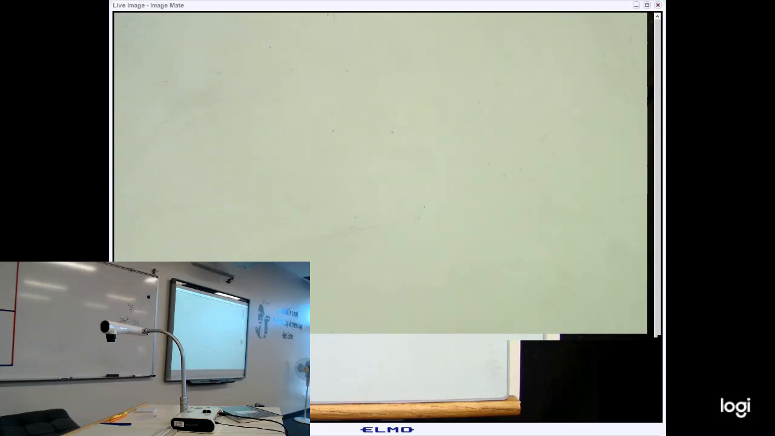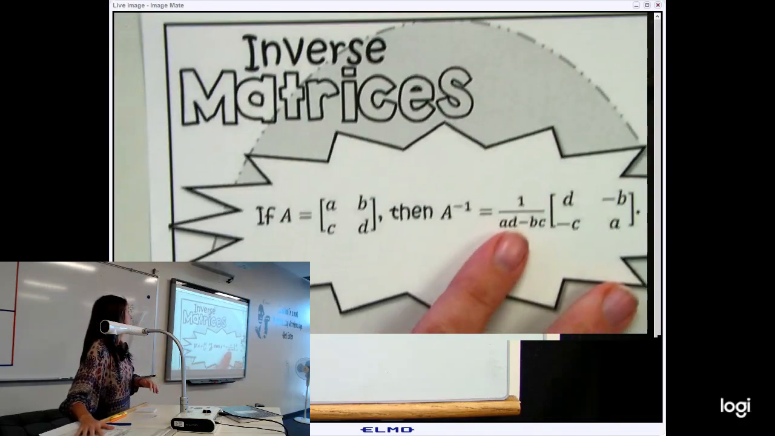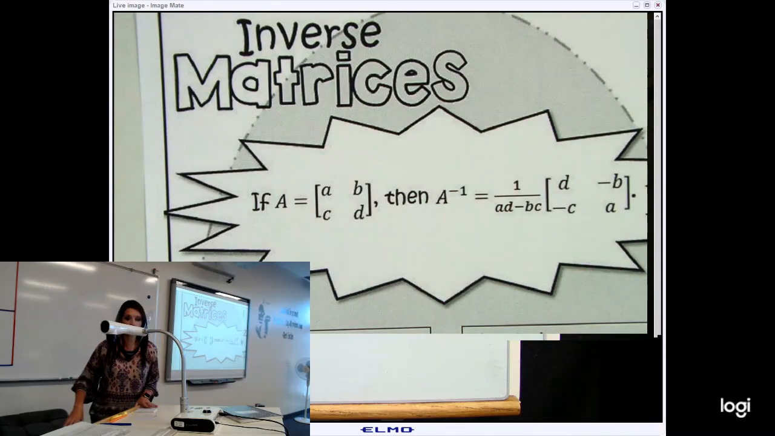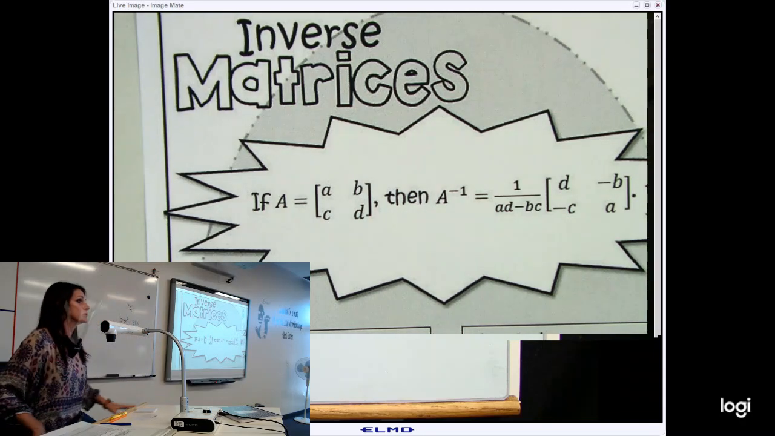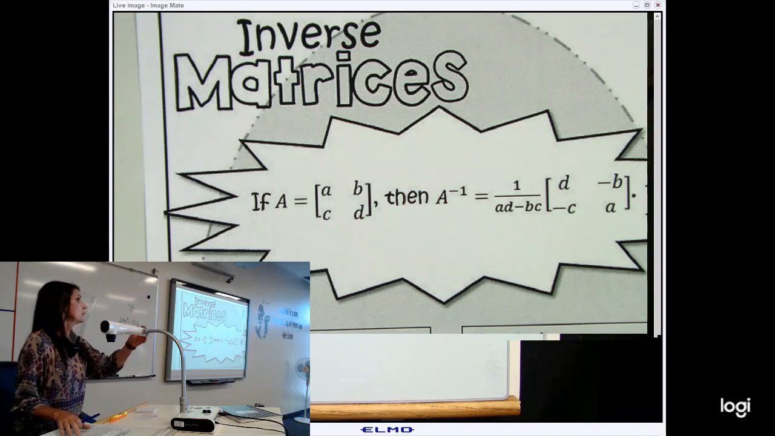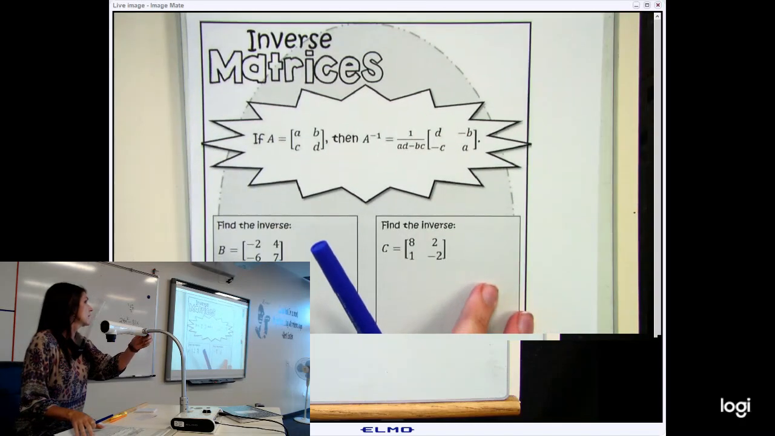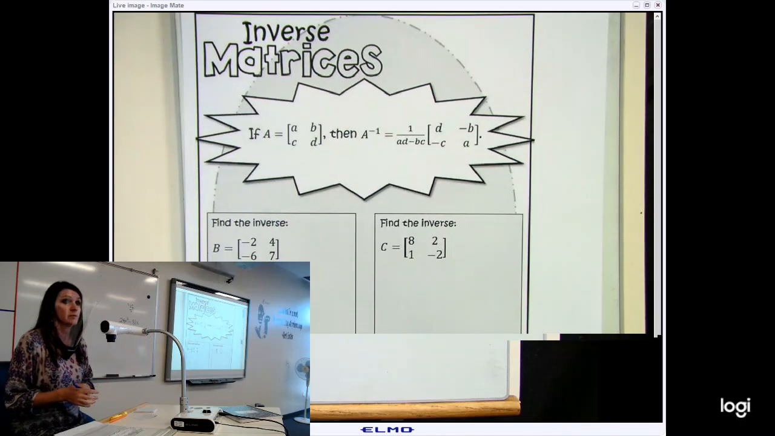Inverse matrices. We can use inverse matrices to solve a system of equations, but I think it's more complex than substitution or elimination or Cramer's rule. And so we're not going to use it to solve, but we are still going to teach you how to find the inverse of a 2 by 2 matrix. Okay? And it is super friendly, super friendly.